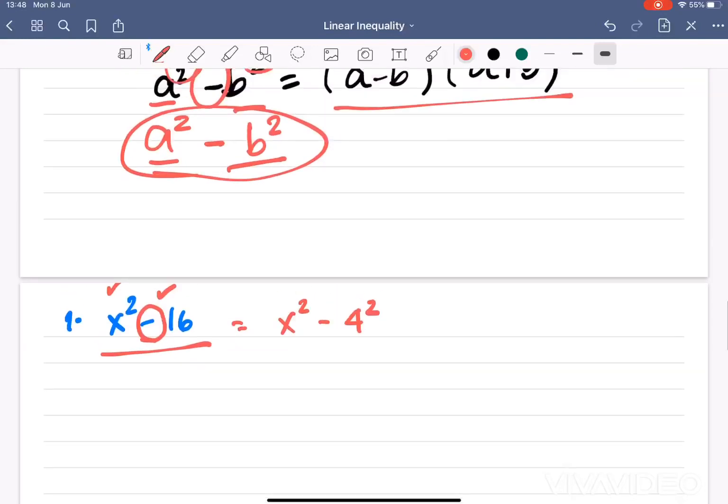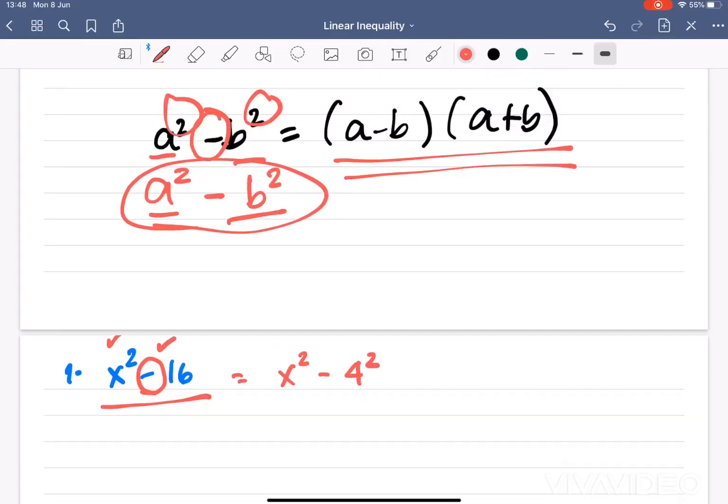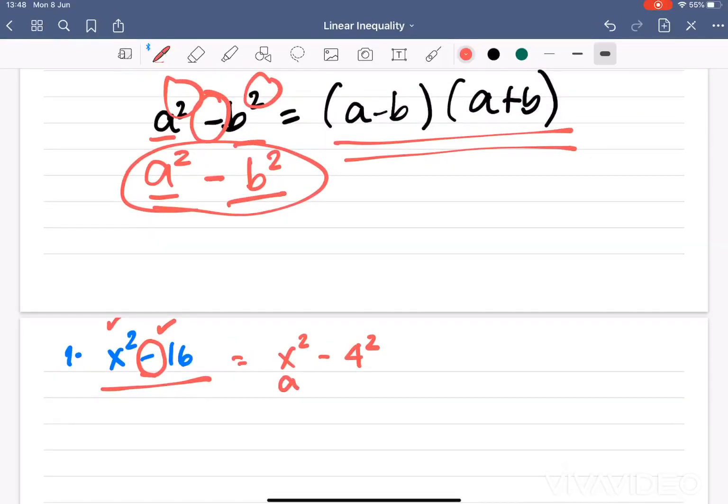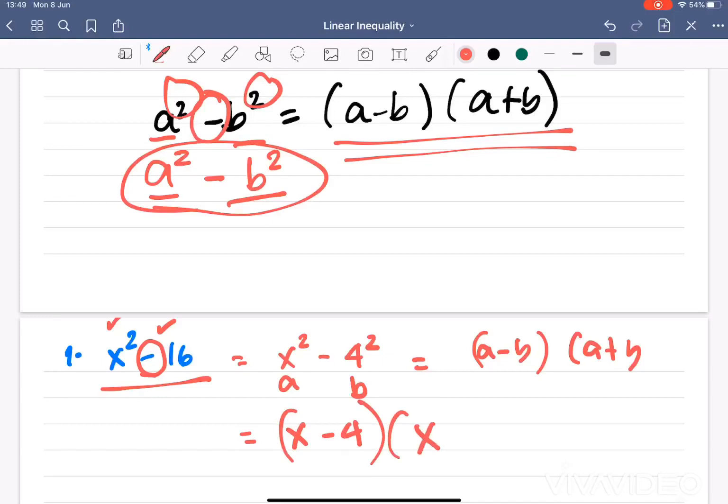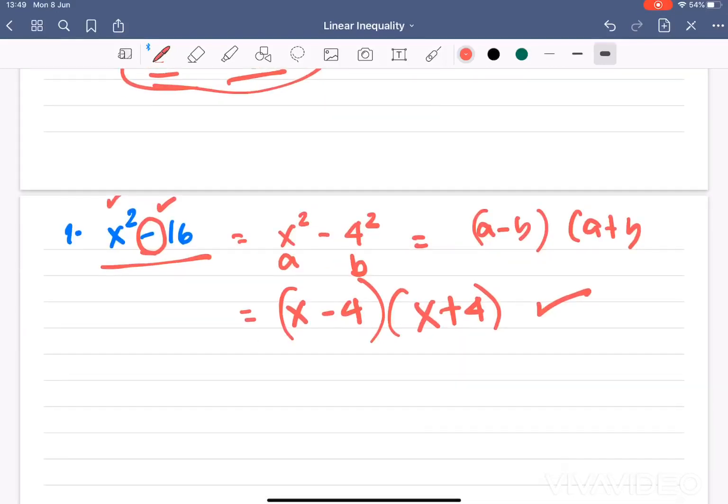We know from the very beginning that if x is a and this is b, that is now equal to a minus b times a plus b, meaning that is now equal to x minus 4 times x plus 4. So this is now the factored form of the difference of two squares, x squared minus 16.